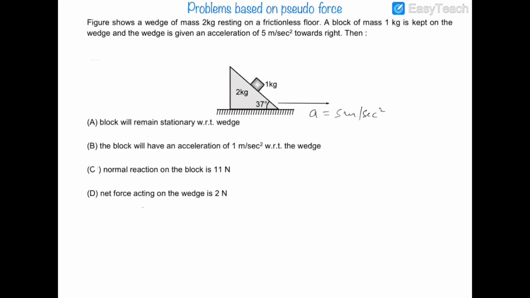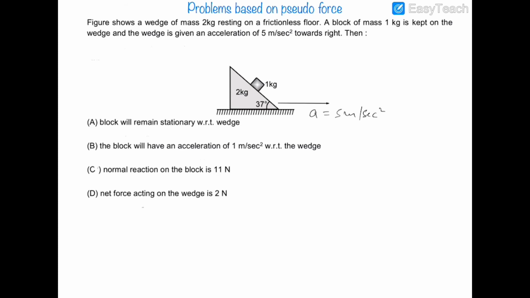In this question, you can see that there is a wedge of mass 2 kg and angle of inclination is 37 degree. And there is a block of mass 1 kg which is kept on the wedge, and the wedge is given an acceleration of 5 meter per second square towards the right side. Then we have to choose the correct option. Now the first option is the block will remain stationary with respect to the wedge. Second option is the block will have an acceleration of 1 meter per second square with respect to the wedge.